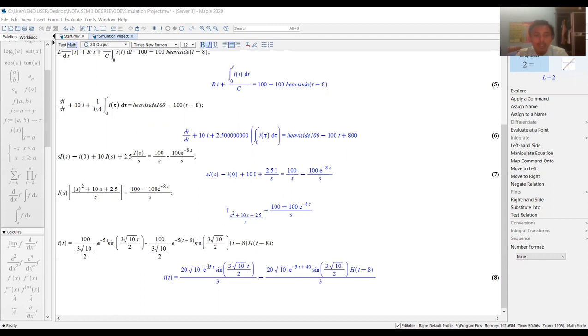and we get the value, which is I(t) equal to 20 square root 10 exponential to the power of negative 5t sine in the bracket 3 square root 10 over 2 t, divided by 3, minus 20 square root 10 exponential to the power of negative 5t plus 40 sine in the bracket 3 square root 10 over 2 Heaviside (t minus x) over 3. So this formula and the answer are actually the same as the manual calculation.